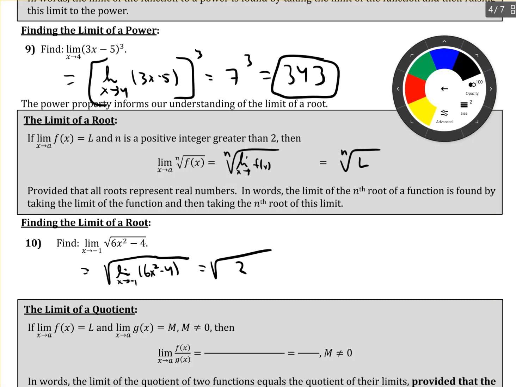So I didn't need that big square root of 2. Let me rewrite that here. My eraser wasn't working there. There we go. Again, because what's in here is just a polynomial, I can just plug it in.